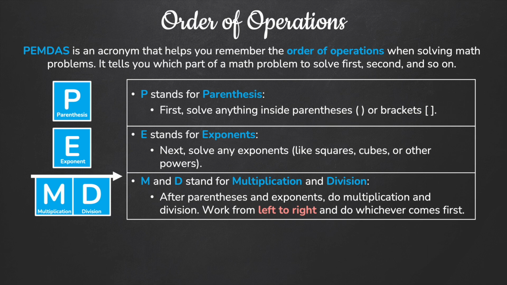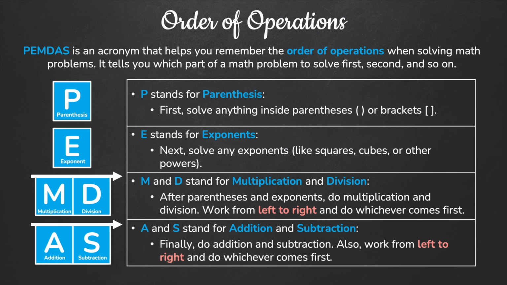The M and the D stand for multiplication and division. After the parentheses and exponents, do multiplication and division. We're going to work from left to right and do whichever one comes first. So if division comes before multiplication, that's okay. We're going to do that first. For multiplication or division, it just depends on whichever one of those two comes first.